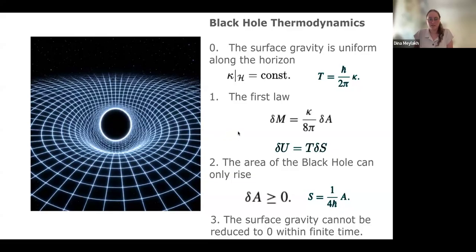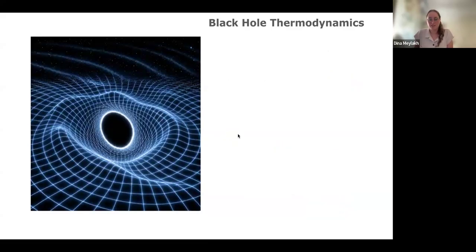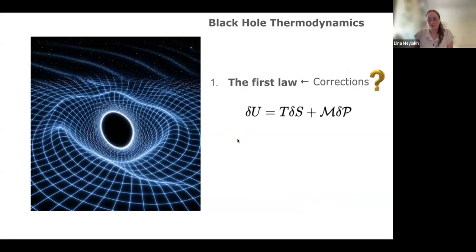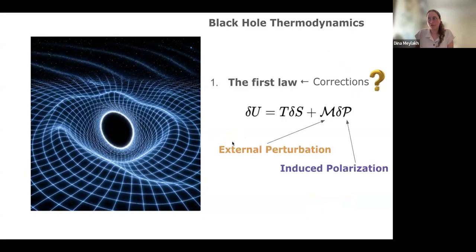Okay, so now consider taking the same black hole and admitting it in some background. So we're going to ask throughout this talk, what's happening with the first law? Will it admit any corrections? We're going to parameterize our corrections with M and P, where M would correspond to information about the external perturbation, and P will correspond to information about the response of the black hole itself. So it would be the induced polarization.